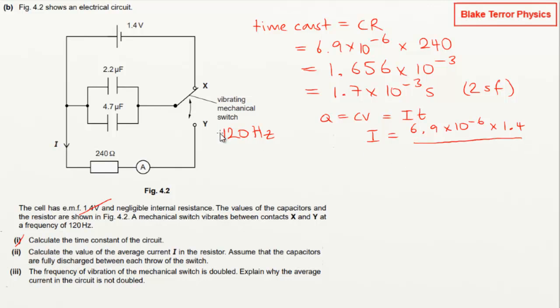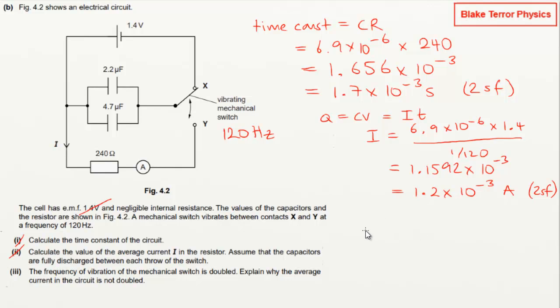Well, the time is 1 over the frequency, so we're dividing by 1 over 120, so we are just going to be multiplying by 120 on all of this. So we just multiply the numerator by 120, which gives us 1.1592 times 10 to the minus 3, which is 1.2 times 10 to the minus 3 amps, again to two significant figures.